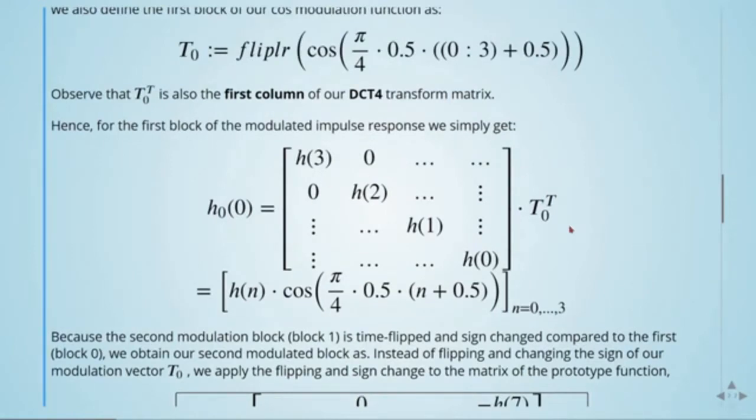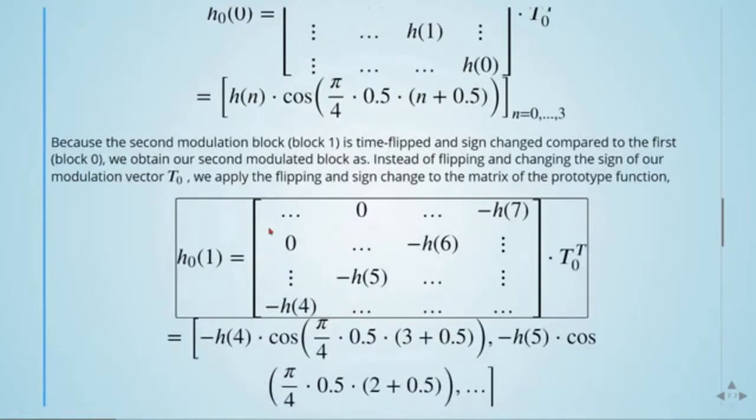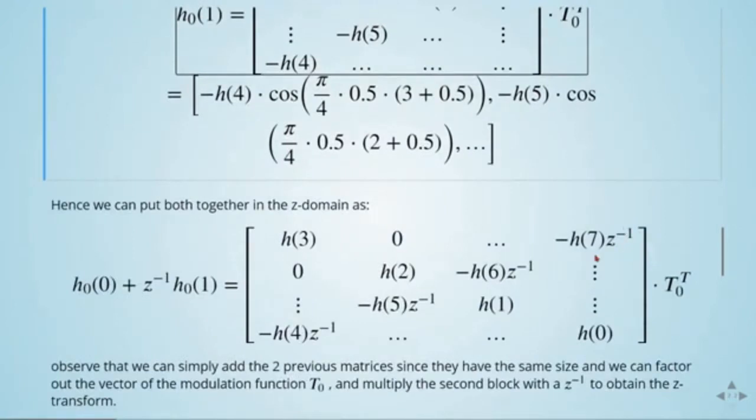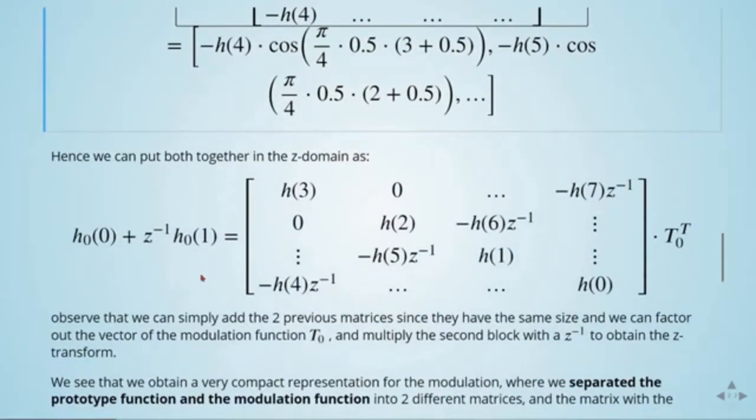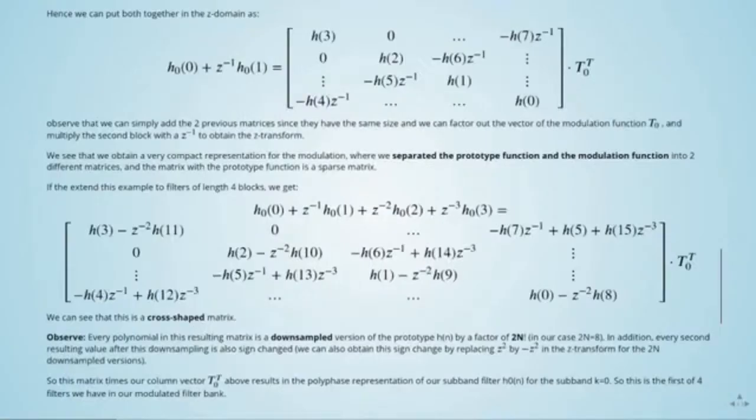We have this matrix. We are adding this matrix to this one. And this is the result. And we can also factor out the vector of the modulation t0. And we are multiplying the second block with z to the power of minus 1. And then we have our z transform. We see that we obtain a very compact representation for the modulation, where we separated the prototype function and the modulation function into two different matrices, and the matrix with the prototype function is a sparse matrix.